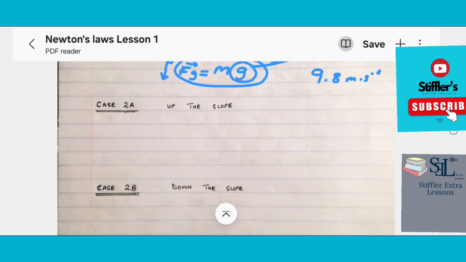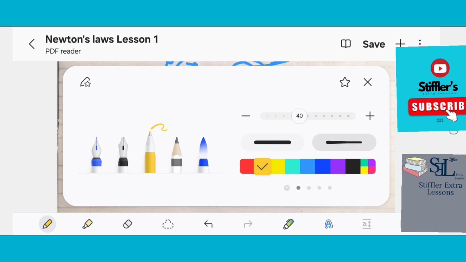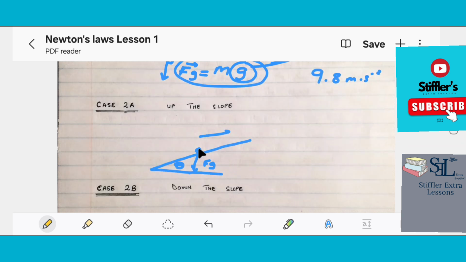Obviously we have other scenarios where we can have an object moving up a slope. We can have a slope inclined at an angle of theta there, and we can have our object like that. If this object is moving up the slope, we have the Fg, that's true, which is perpendicular downwards every time. But now in this case, this Fg has components. It will have two components: the F at x and the F at y. So what is the F at x and what is the F at y?